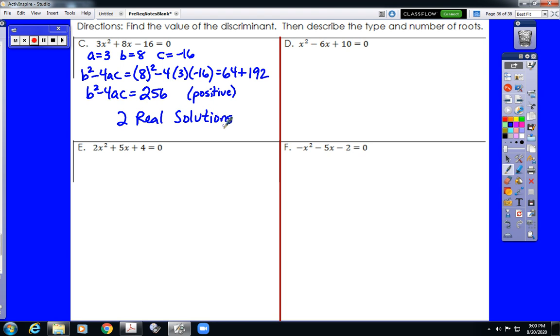So that's how this process works. We work our way through to the value of the discriminant. We look to see whether that is positive, negative, or 0, and that tells us the number and type of solutions. So a little bit faster now.